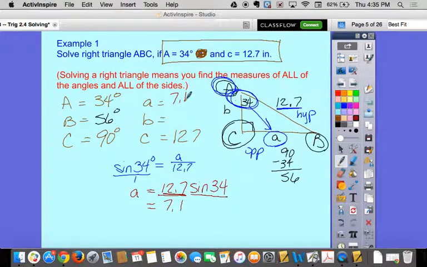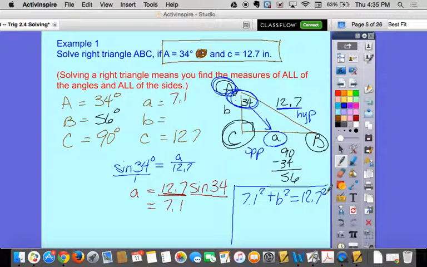Okay. Once you get that, you have the freedom now to go Pythagorean theorem. Now, if you would like to use trig for the other part, that would be wonderful, but you do not have to. 7.1 squared plus b squared equals, where's my equals? Equals 12.7 squared.